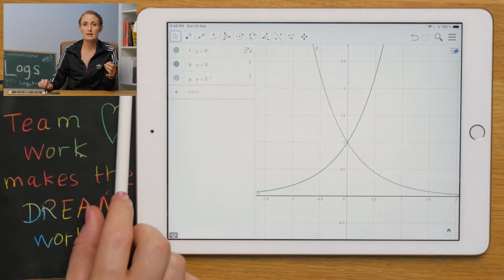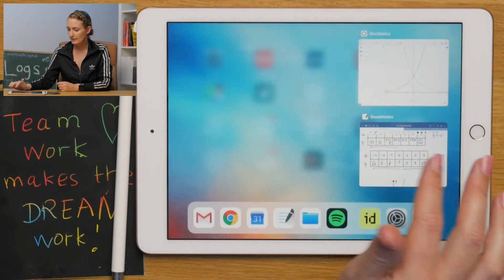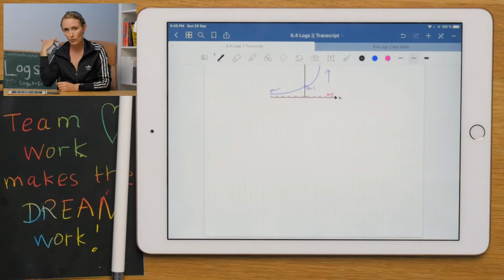So, to summarize your graphs, 3 things that they want to see: the correct shape, the correct intercept, and the asymptote labeled. An asymptote is the line that the graph is moving towards but never will actually reach. Okay, so that's your graphs. Done. Finished.